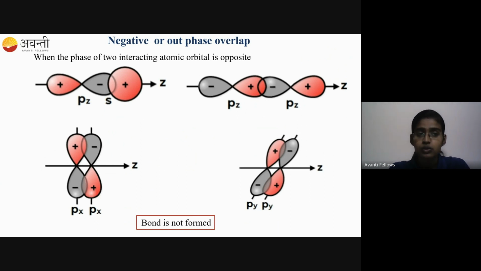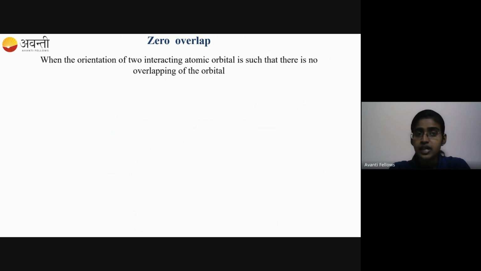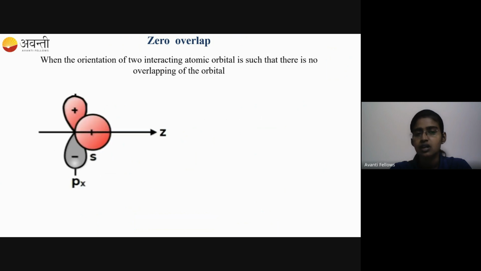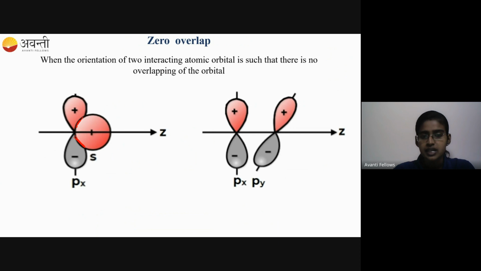Now what is zero overlap? When the orientation of two interacting atomic orbitals is such that there is no overlapping of the orbitals. So you see here, the p orbital is here, the s orbital is coming here, so there is no overlapping taking place. It is very, very less, so there is no formation. This is zero overlap. One more example. Px is here and py is perpendicular to px, so there will not be any overlapping, right? So this is called zero overlap. So are all three types of overlap clear, positive, negative, and zero? Any doubt?